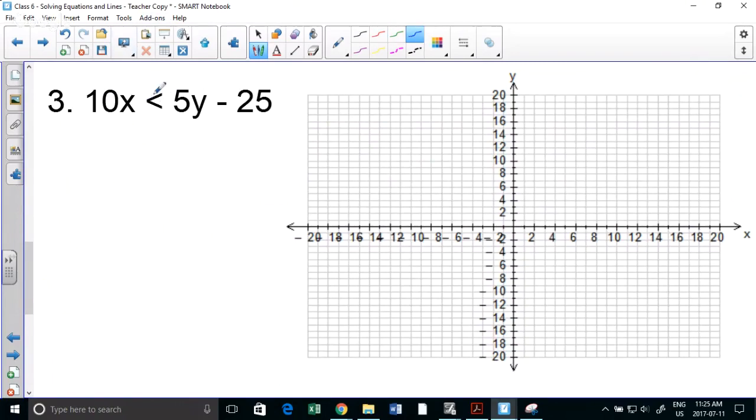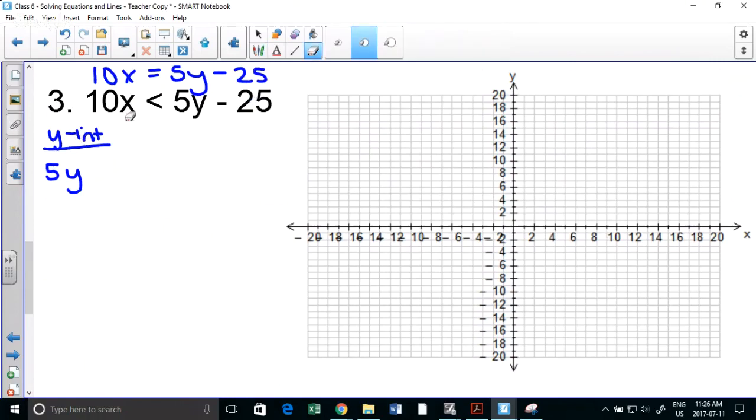So I'm ignoring this for now. Easiest way is to find 2 points. I'm going to go with the y-intercept. So the y-intercept, 5y... Actually, you know what? Which way is better to do this? Okay, I'll do it the other way.